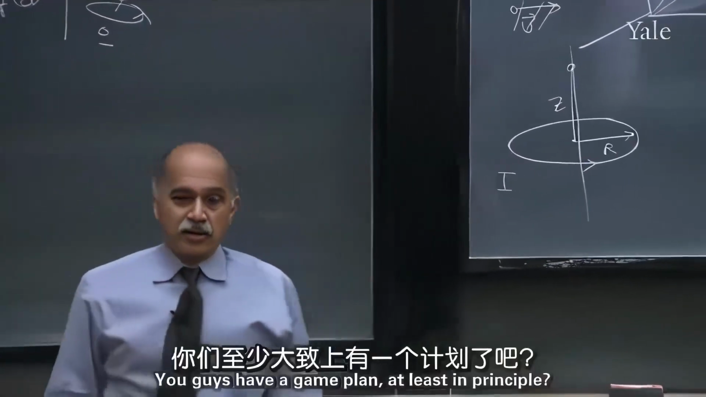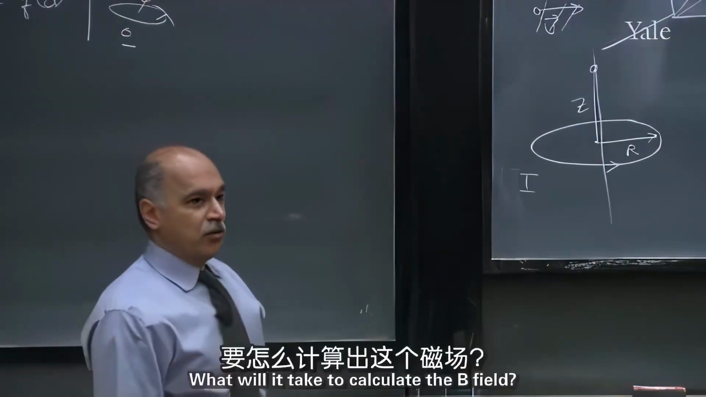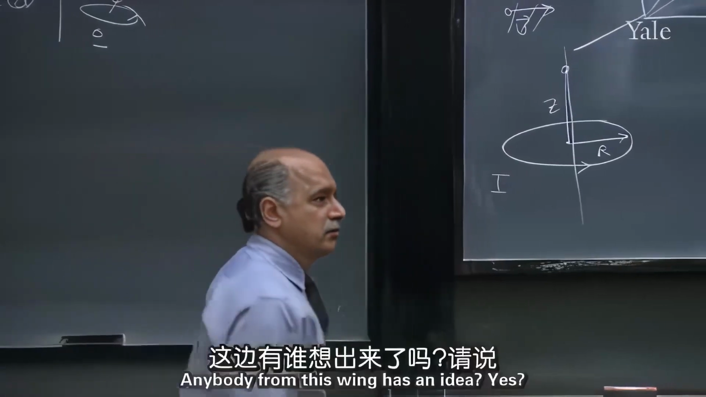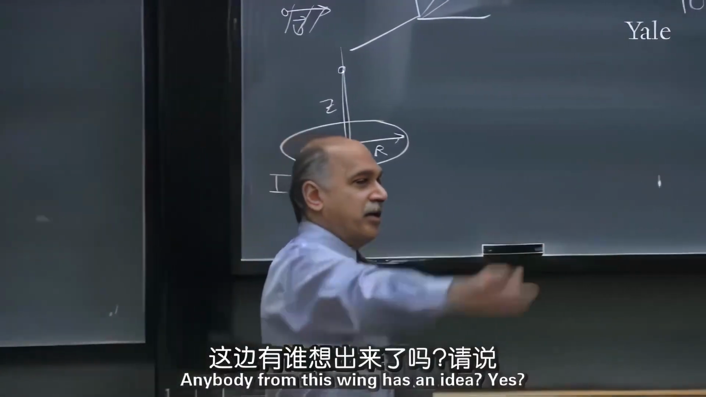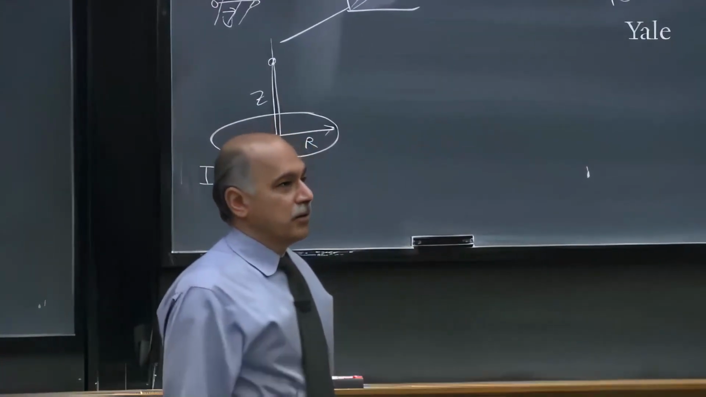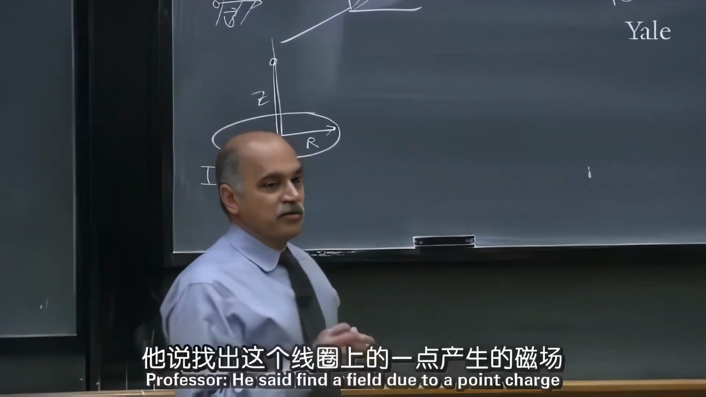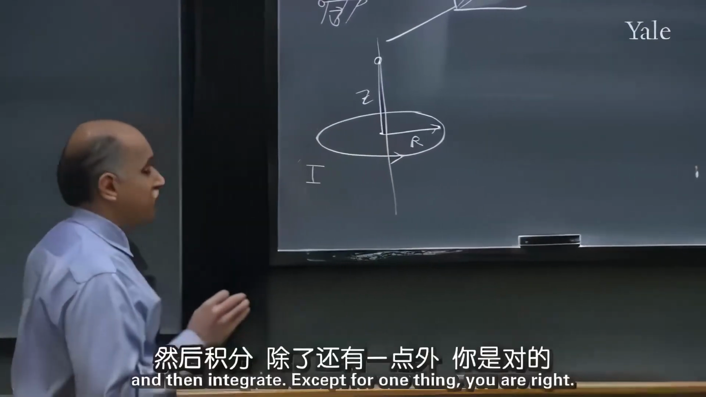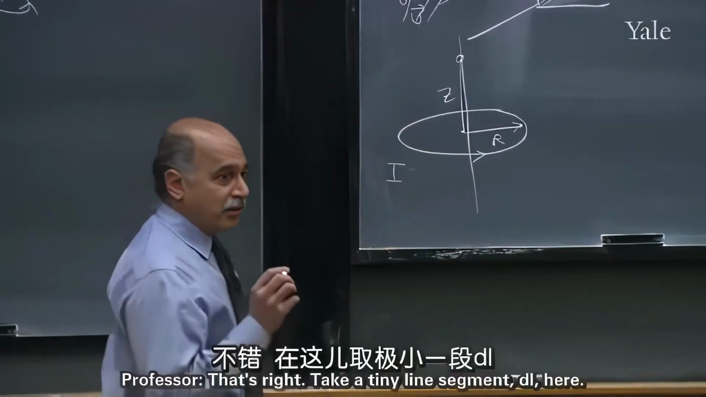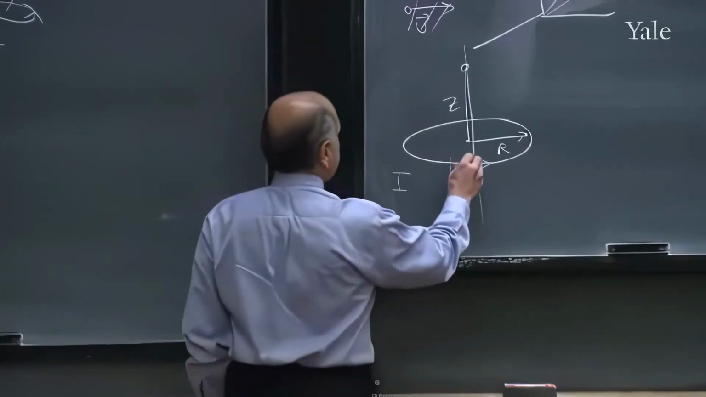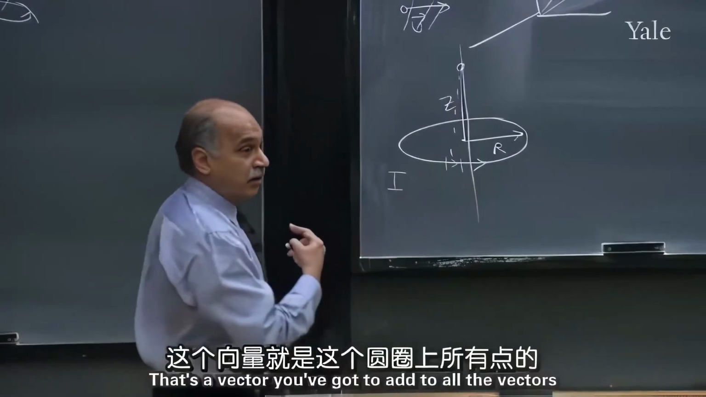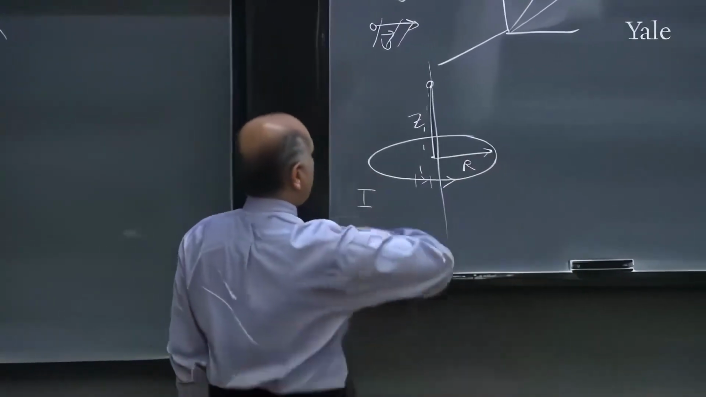Do you guys have a game plan? At least in principle, what will it take to calculate the B field? Anybody from this wing have an idea? Yes? Find the field due to a point charge on the circle and then integrate it over the circle. He said find the field due to a point charge and integrate, except for one thing, your statement. That's right. Take a tiny line segment, dl, here. Join at that point, take the cross product. That's a vector. You've got to add all the vectors coming from all the points on the circle. That's your answer.